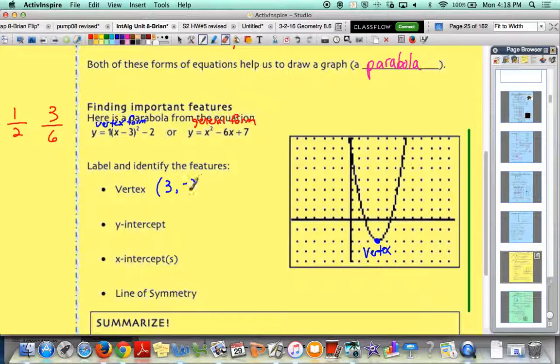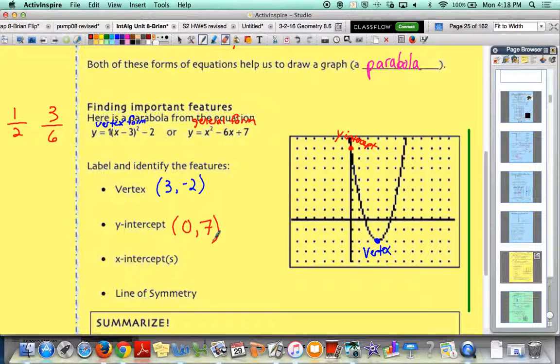So 3, -2 is the vertex of our graph. Then we have a y-intercept. It's a little bit hard to see on our graph here, but the y-intercept is 1, 2, 3, 4, 5, 6, 7. Actually, it's right here. Let me count that again. 1, 2, 3, 4, 5, 6, 7. If that's actually our y-intercept. So just like in linear equations, our quadratic equations can have a y-intercept, and that y-intercept is at 0, 7. That's the coordinates of the y-intercept.